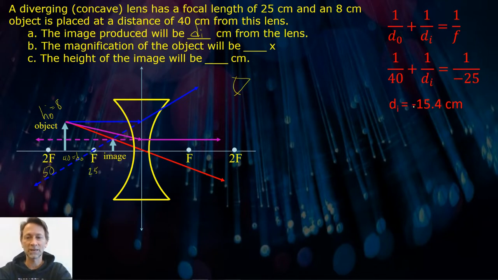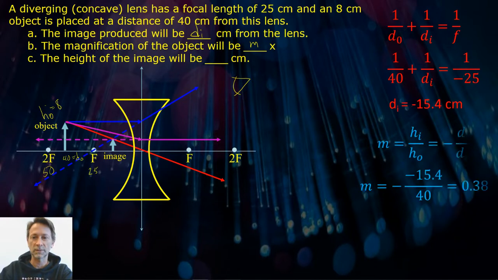Remember, what does that negative tell you? It tells you that it is a virtual image. So because I have the dotted lines touching the image there, that's got to be a virtual image. So B, the magnification of the object is going to be so many times. So I'm looking for the M value here, which means that I'm going to do my hi-ho negative di-do equation. Negative 15.4 over 40, and I get a positive 0.385.